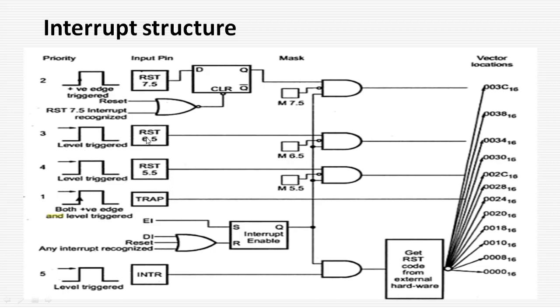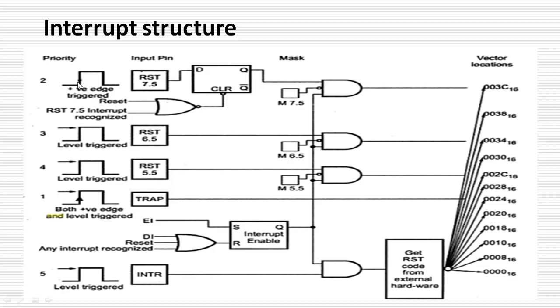Then RST 6.5 and 5.5 are level triggered, and TRAP needs both edge as well as level. INTR is also level triggered. So by seeing this, the first interrupt, RST 7.5 only, is edge triggered.